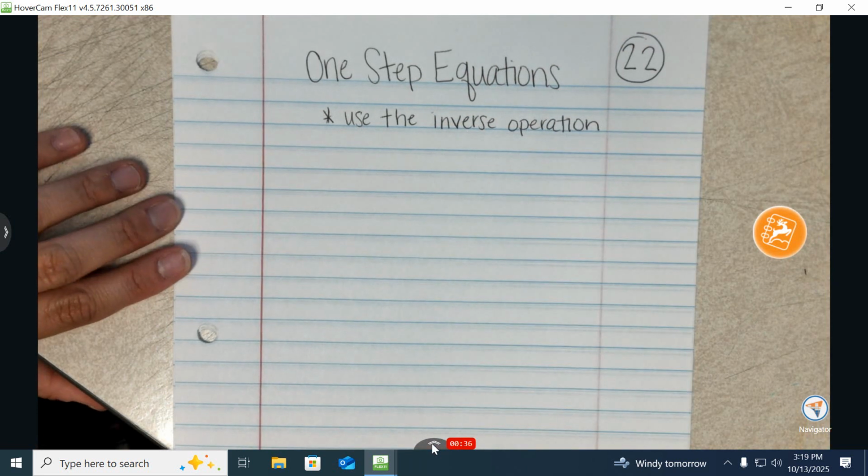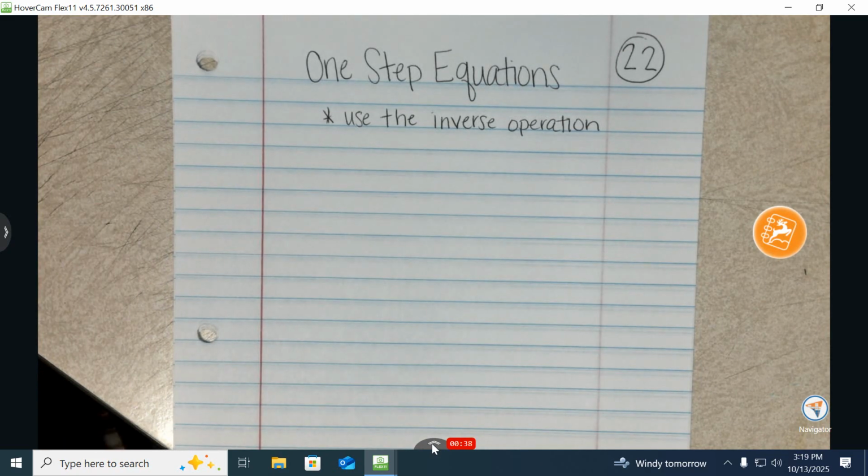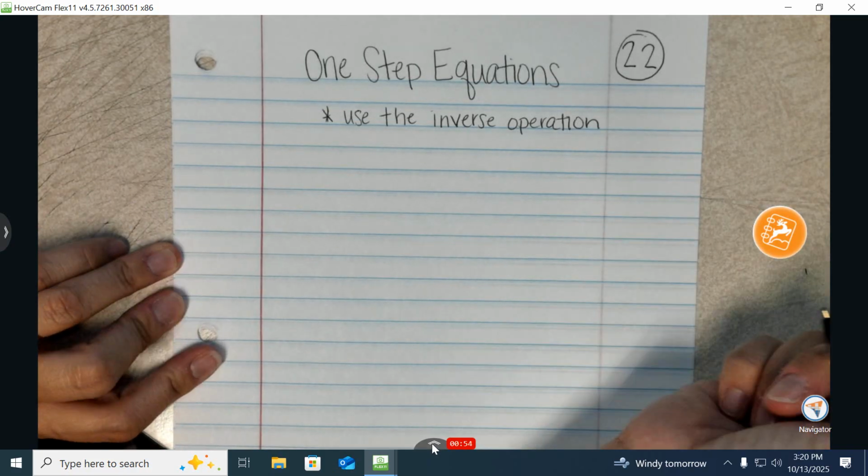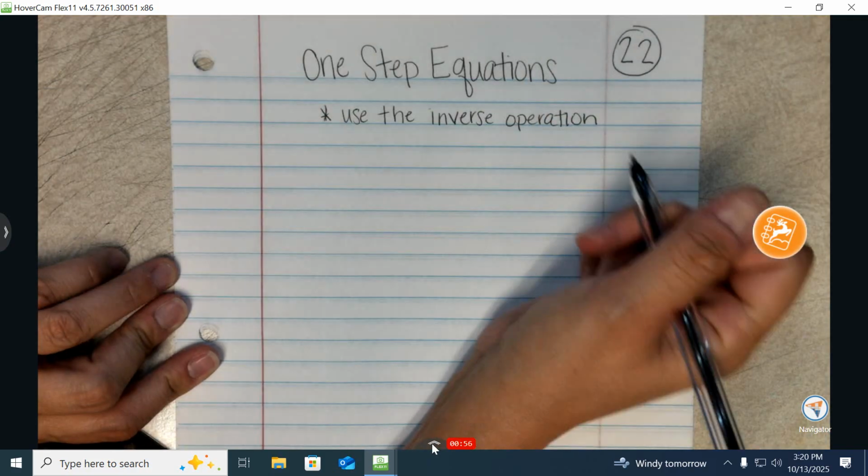Okay, make sure that you are getting all of these notes. I will be checking them when I return tomorrow, and you will be getting a grade for having all of the notes completed. So this is just using one-step equations. This should be a little bit of a review for you guys. We're going to start off with adding and subtracting.